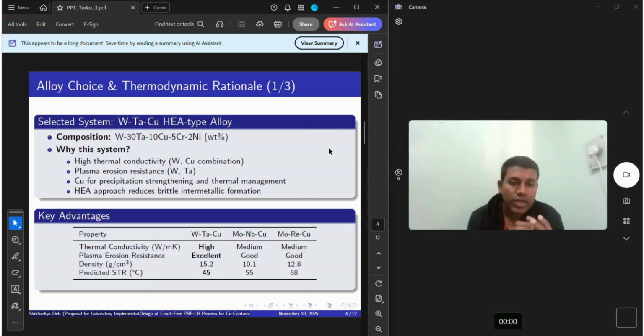For the second alternative, which is molybdenum, rhenium, and copper, it is because rhenium is excellent for ductility but extremely expensive. Supply chain challenges and overkill for many applications.